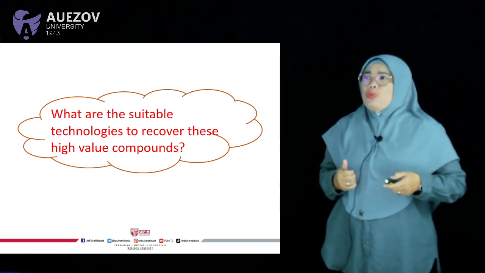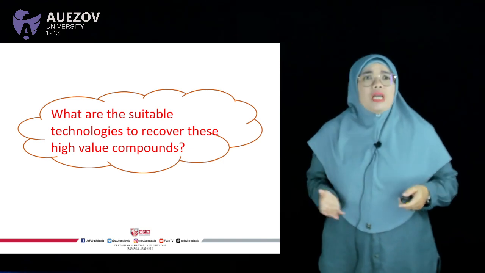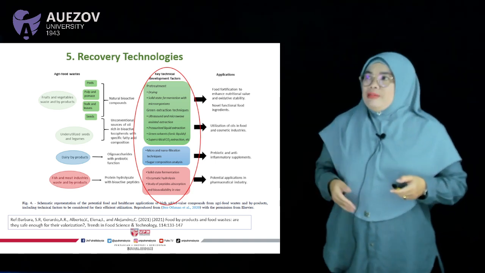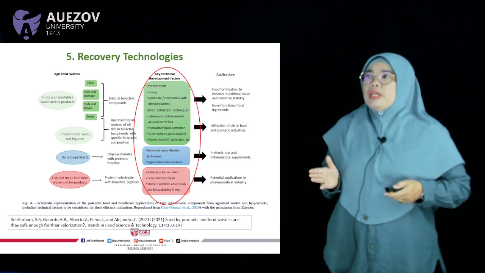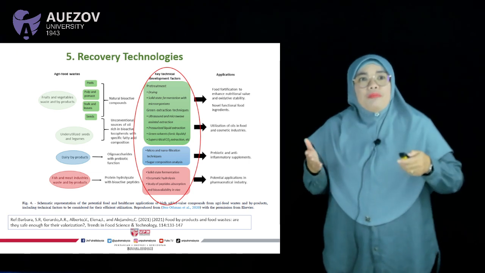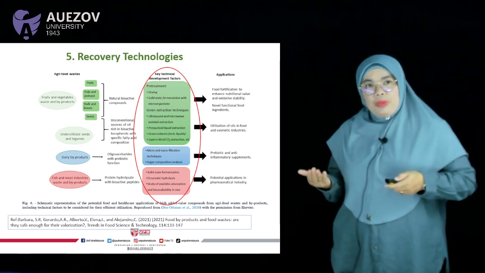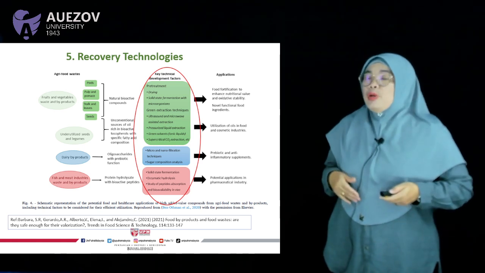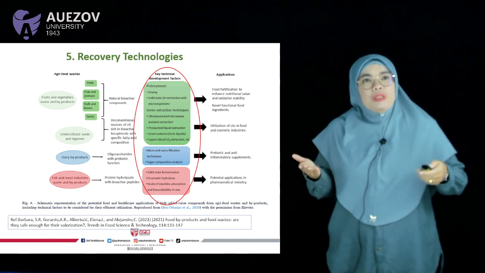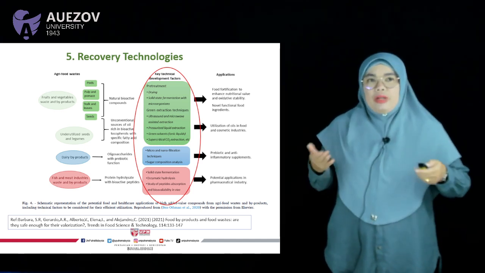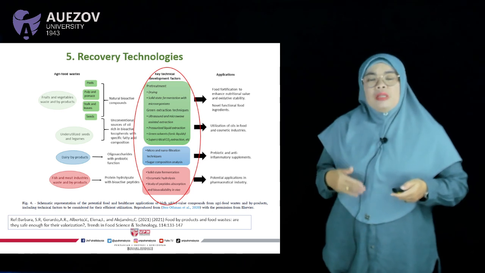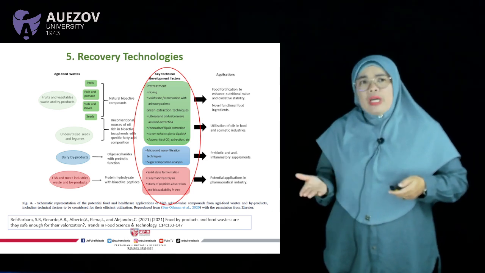The last part is, what are the suitable technologies to recover these high value compounds? So you need to think about the recovery technology. I have listed here the key technical development factors, or the key recovery technologies that are currently being used or studied. For example, we need to conduct pre-treatment drying. You need to use a dryer. And when you want to extract the bioactive compound, we use green extraction techniques, for example subcritical water extraction, supercritical extraction, green solvent extraction, and you can use microwave extraction or ultrasound extraction, or we can use membrane techniques.